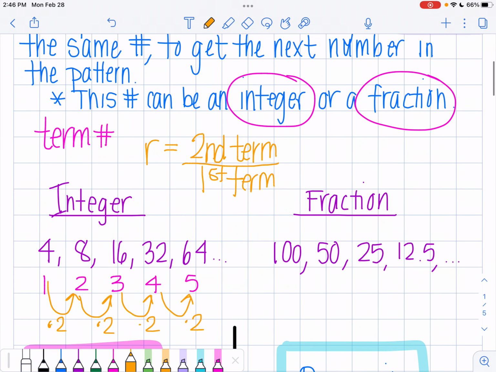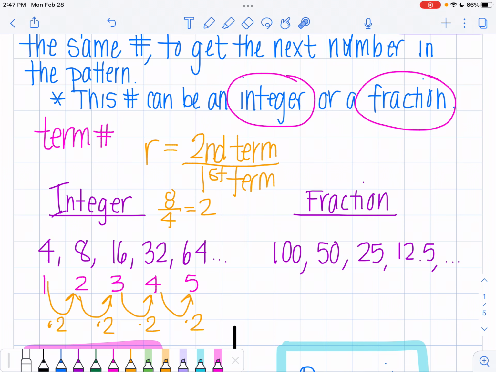So in this case, I would do 8 divided by 4 is 2. Then you want to make sure that that works the whole time. So if my common ratio is 2, is 4 times 2 8? Yes. Is 8 times 2 16? Yes. Is 16 times 2 32? Yes. Is 32 times 2 64? Yes. So in that pattern, every time you're multiplying by 2, you should be getting the next number. If that's not the case, if you multiply by 2 and you don't get the number that you should, then it's not a geometric sequence.